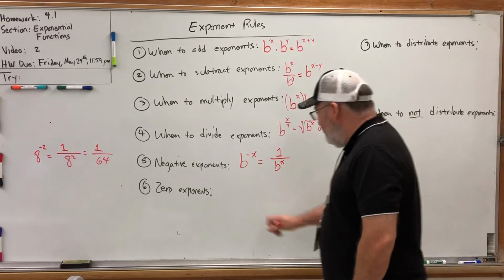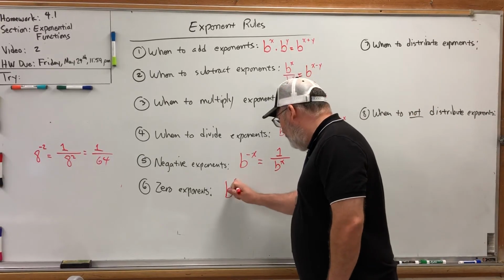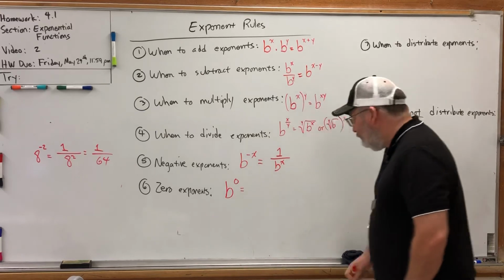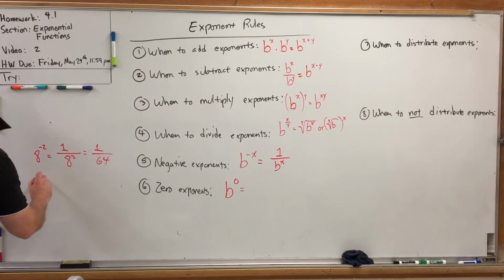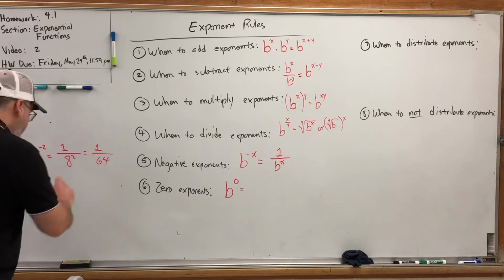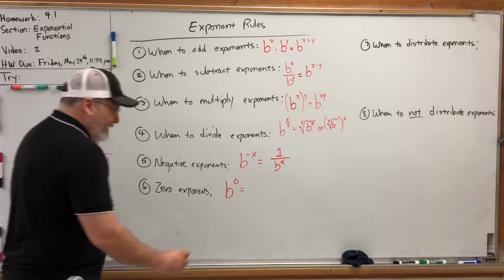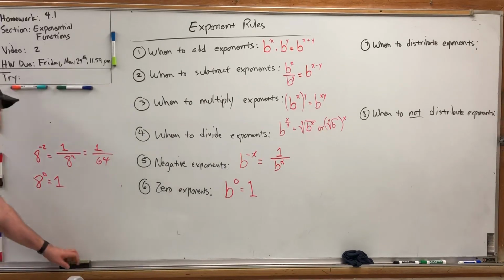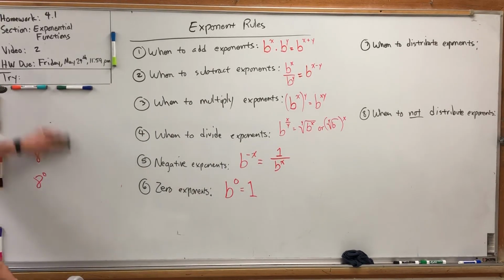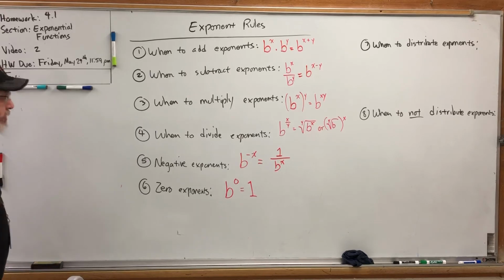0 exponents. What does it mean to raise a base to the 0 power? For example, what does it mean to raise 8 to the 0 power? Intuition usually says the answer is 0, except that's not correct. You could ask your calculator and it will tell you a different answer. It's actually equal to 1. Now, how can I justify that anything to the 0 power is equal to 1? Well, there's a technical reason that's beyond the scope of this course, but I can give you a convincing argument.